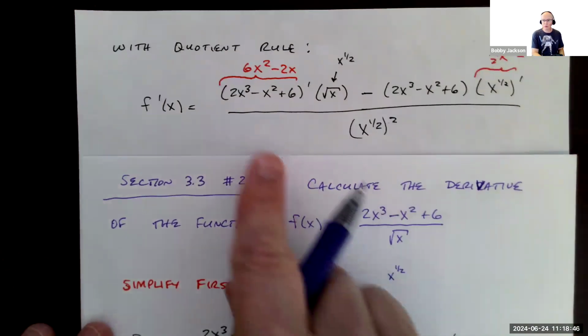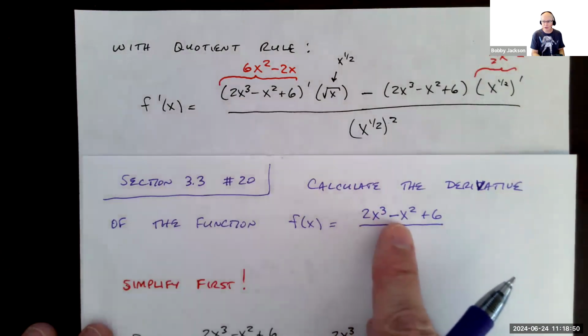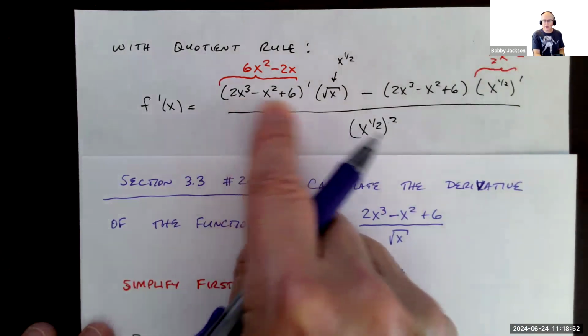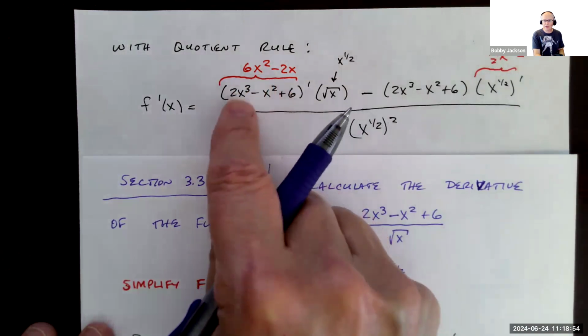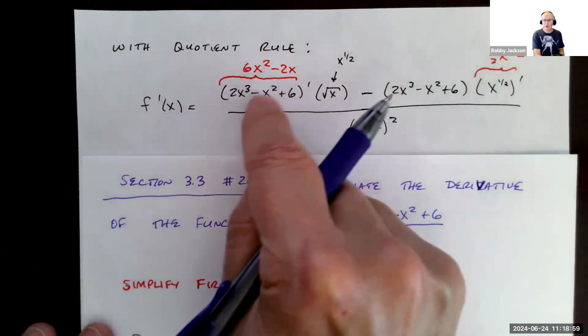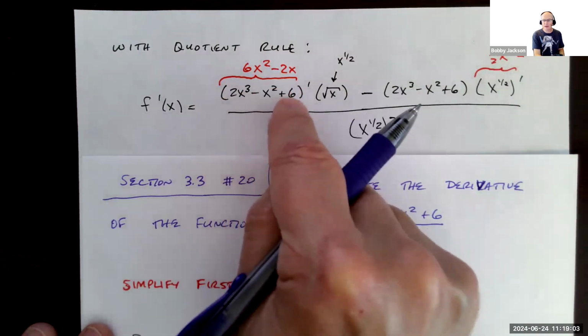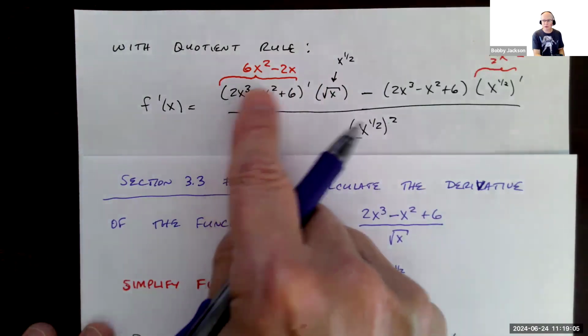So remember how the quotient rule works? I take the derivative of the top function. So the top function is 2x cubed minus x squared plus 6. So there that is. What's the derivative of that? Well, the derivative of 2x cubed is, bring the 3 down, 6x squared. Derivative of x squared is negative 2x, right? Got minus there. And then derivative of 6 is just 0. So there's the derivative there.